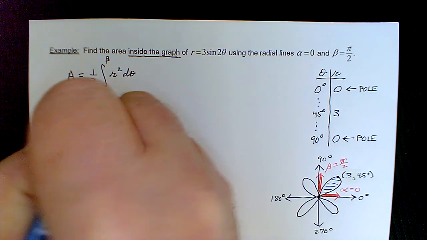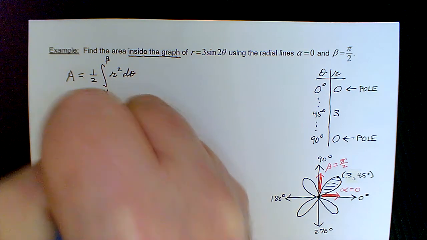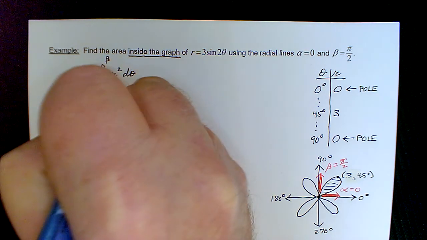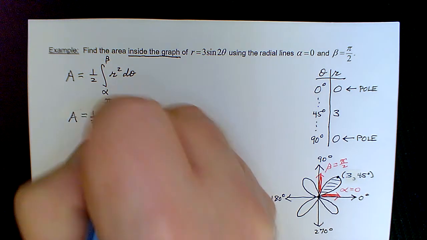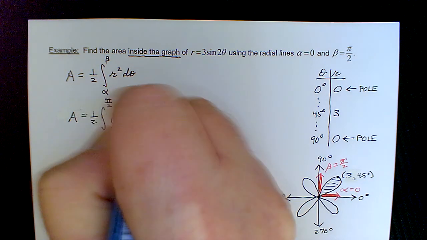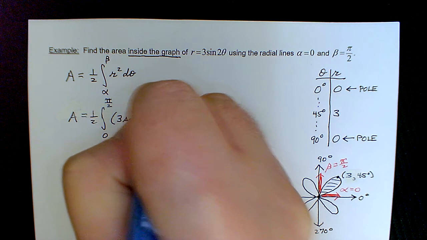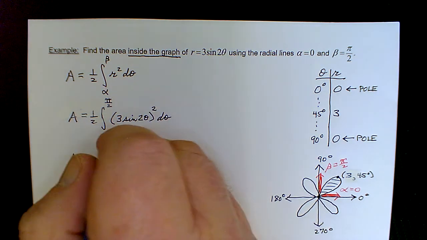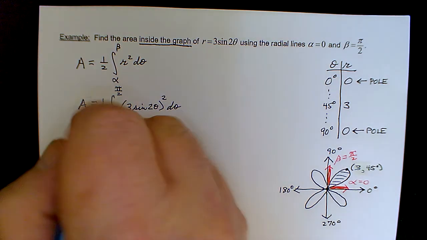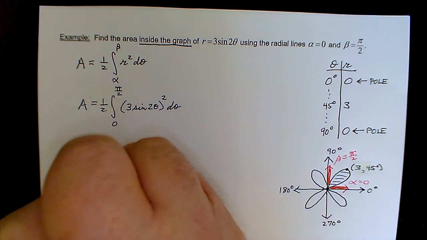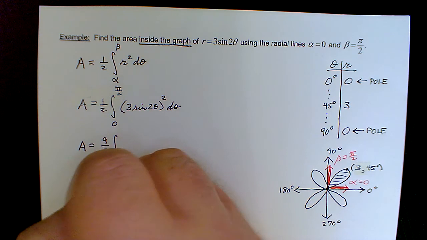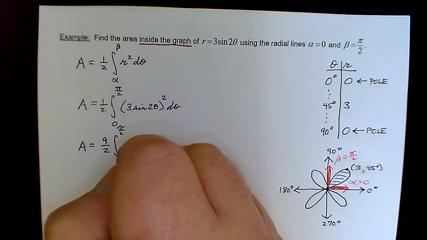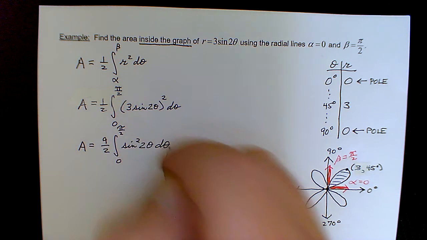So the area integral: 1/2 integral, alpha was 0, beta pi over 2 again. But now we've got r squared, and r is 3 sine of 2 theta. But that has to be squared with respect to theta. When we square that, we square the 3 to get 9 times the 1/2, so I'll bring 9 halves out in front. Then we've got the integral from 0 to pi over 2 of sine squared of 2 theta with respect to theta.